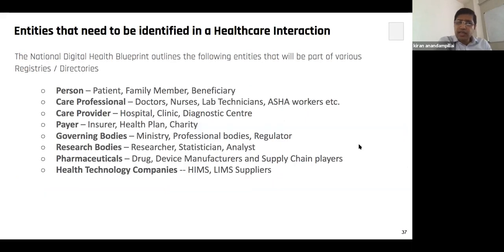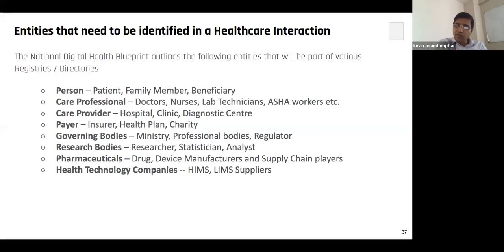So if you look at the National Digital Health Blueprint, that committee also looked at what are the kind of entities for which, say, registries or directories. So the digital blueprint uses three terms, right? It uses the word registry, it uses the word directory, and it uses one more term that I'm missing right now.